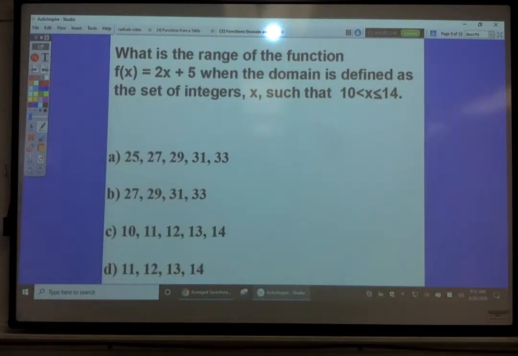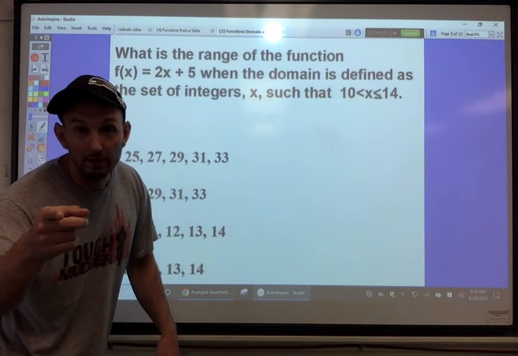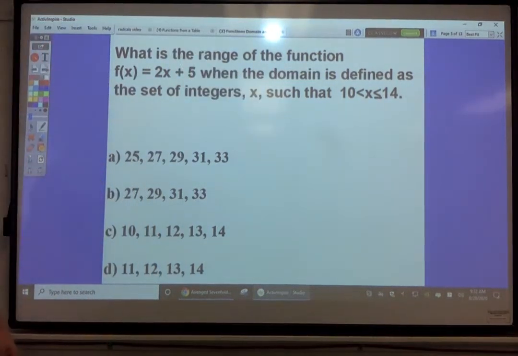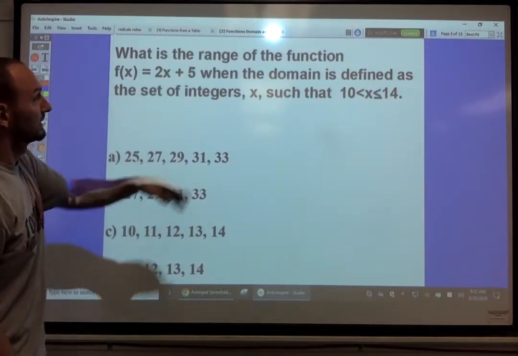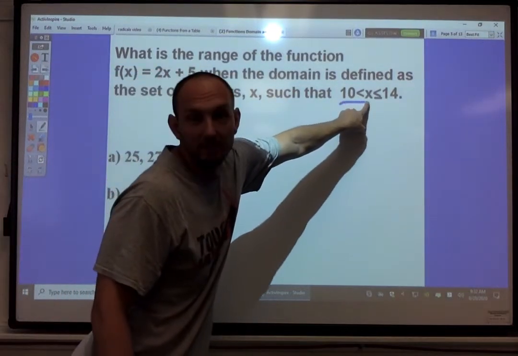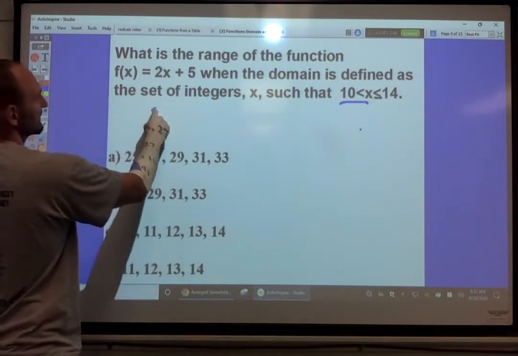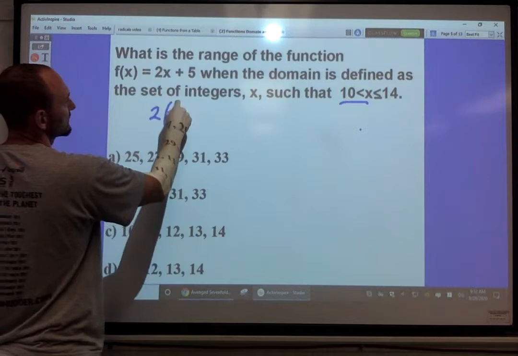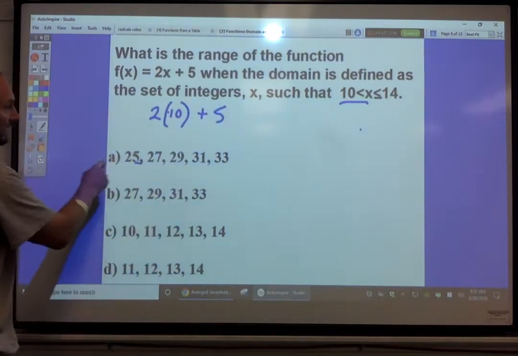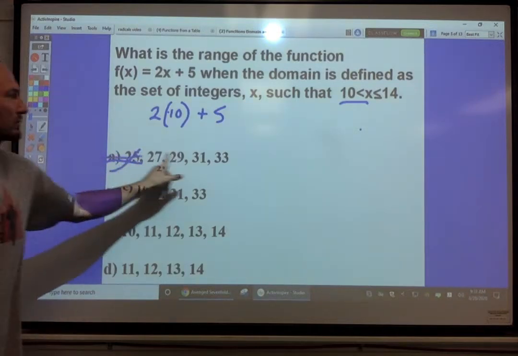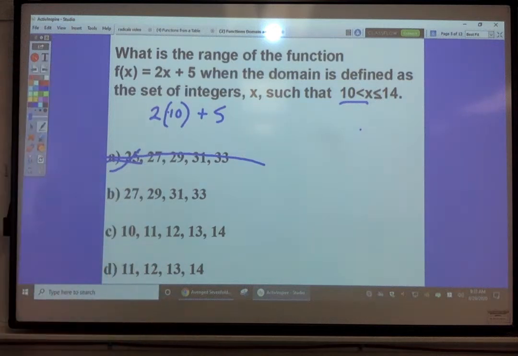All right, so you got tricked. I'm just going to tell you, you got tricked. No, I ain't playing. Flag on the play, I'm rude today. So, is 10 included? No. So if you put 10 in there and said 10 times 2 plus 5 is 25, you got tricked. You got burnt. 25 does not count. So this answer is wrong. Hopefully you didn't put A, but I know you did.